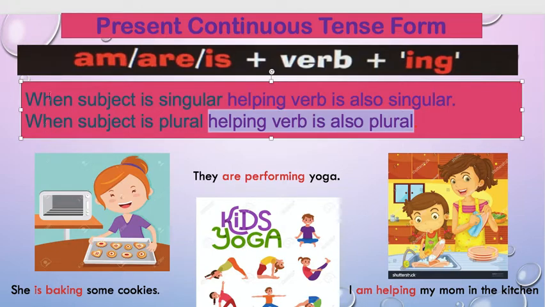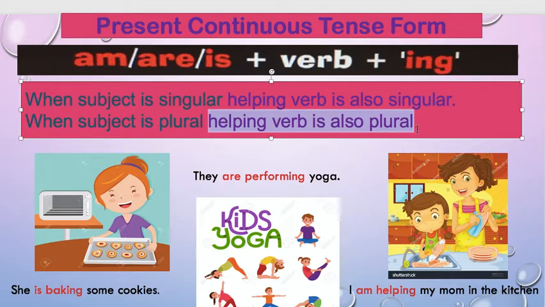And these are the two rules which we will follow when forming a present continuous tense form. When the subject is singular, the helping verb is also singular. When the subject is plural, the helping verb is also plural. So students, just now we discussed a few rules in simple present tense, isn't it? Simple present tense is opposite to present continuous tense.